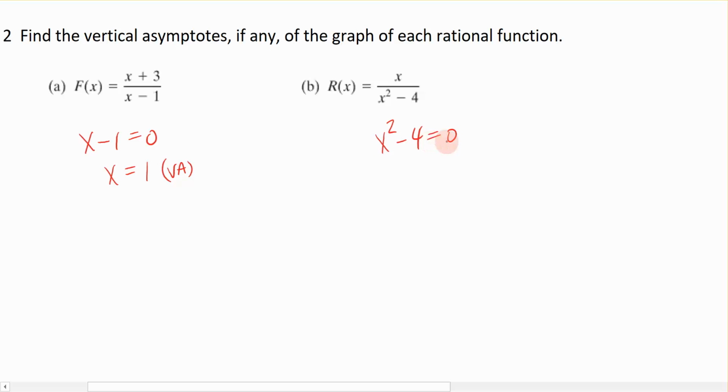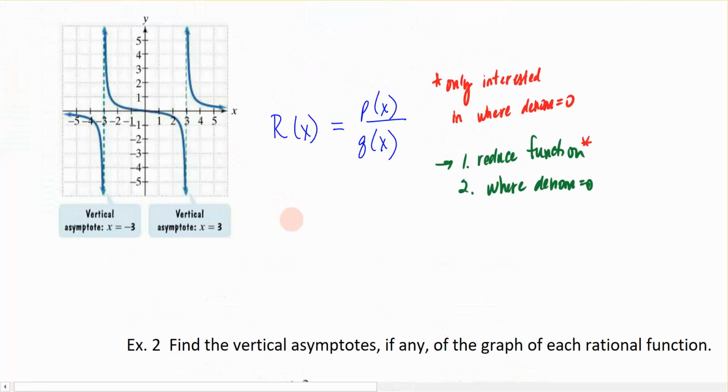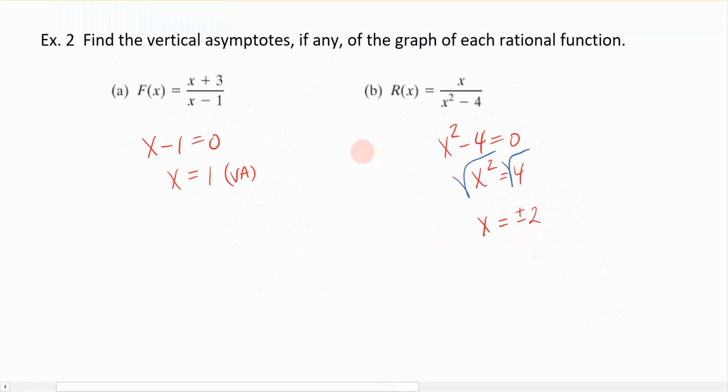So I have x squared minus 4 equals 0. I'm going to add 4 to the right-hand side. I get x squared equals 4. Let's take the square root of both sides, and I'm going to find out that x is equal to, the square root of 4 is a plus or a minus 2. This tells me that I have vertical asymptotes when x is equal to positive 2 and when x is equal to negative 2, similar to this graph that you see right here. Positive and negative 3. So these were the vertical asymptotes for that function.